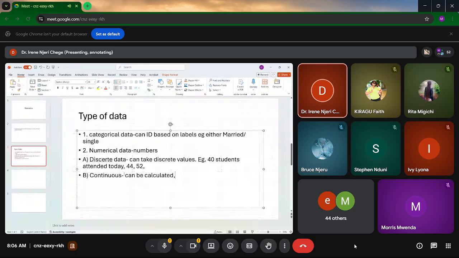So we say an infinite number of probable values. It represents measurements. These values, you can't count them like the students, but they can be measured.